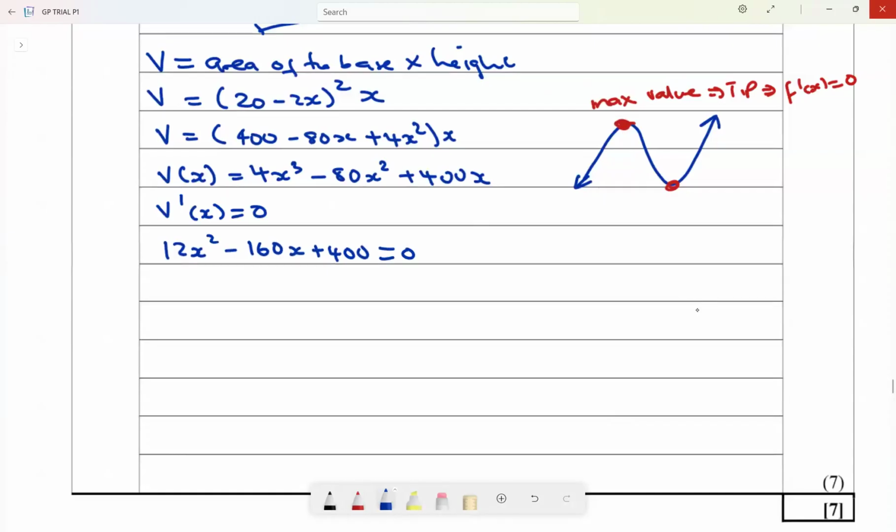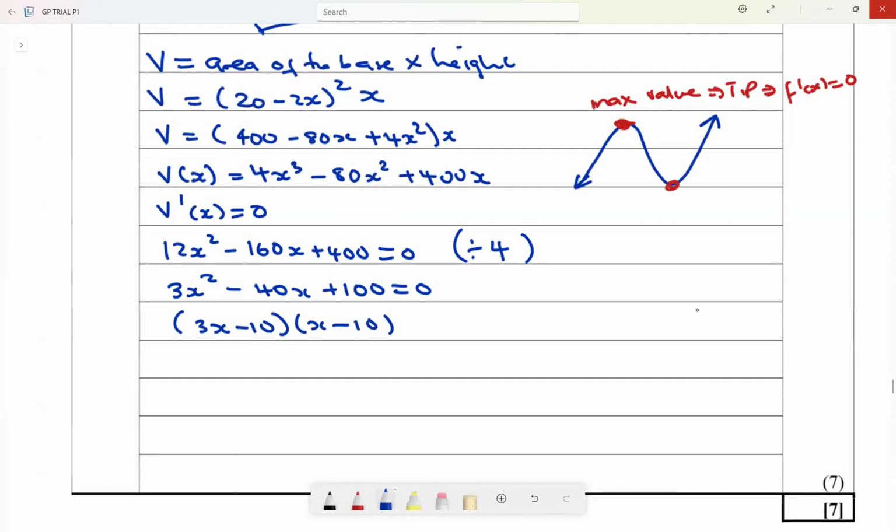And then let me take out 4 as a common factor. Divide by 4, because it is a common factor. When I divide by 4, I have 3x squared minus 40x plus 100 equal to 0. And then the factors of 300 such that when it is taken this way, it's going to be 3x minus 10 and x minus 10. And then now this will be a minimum value, by the way.